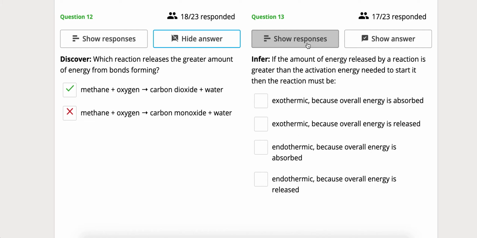Now, if we reread the question, if the amount of energy released by a reaction is greater than the activation energy required, then the overall reaction must be exothermic because it is releasing more energy than it is required to have to begin. So that overall release of energy is an exothermic reaction.